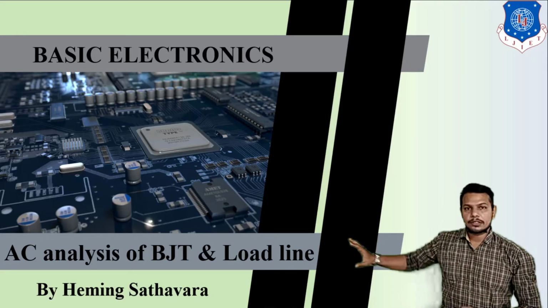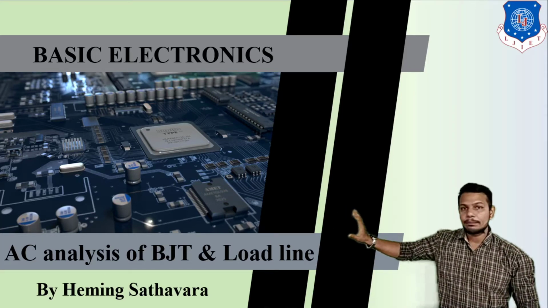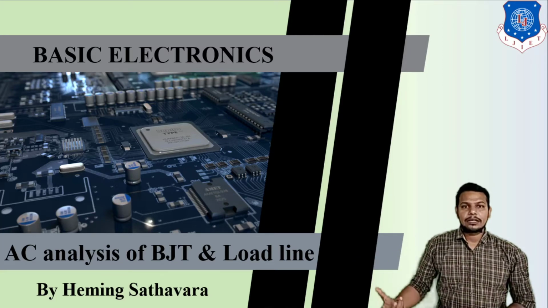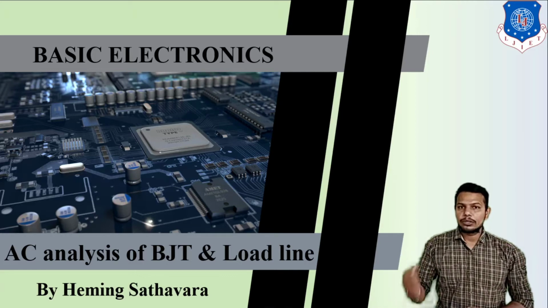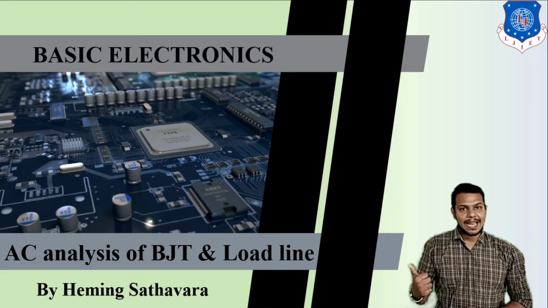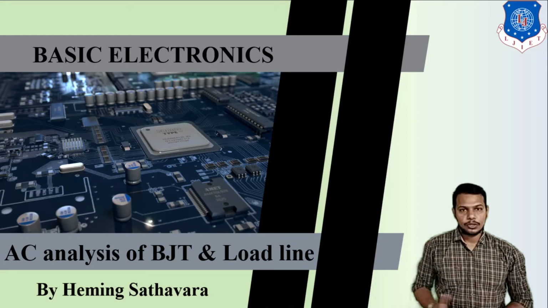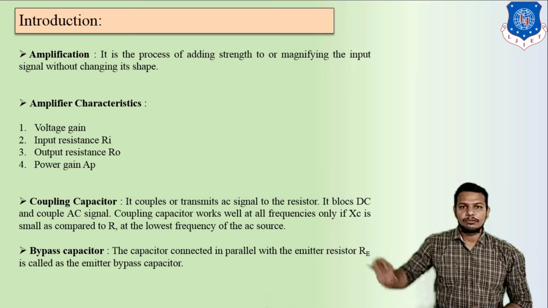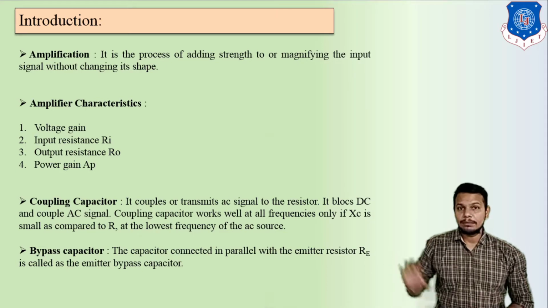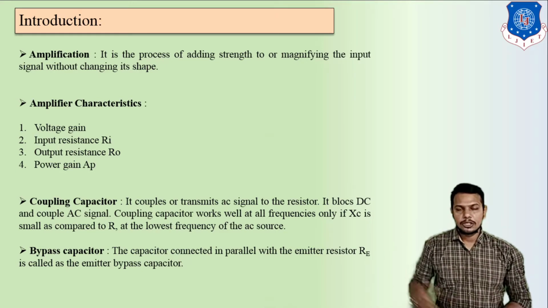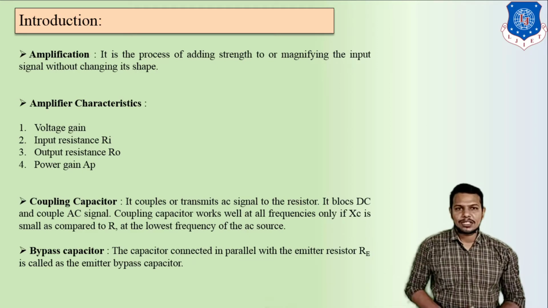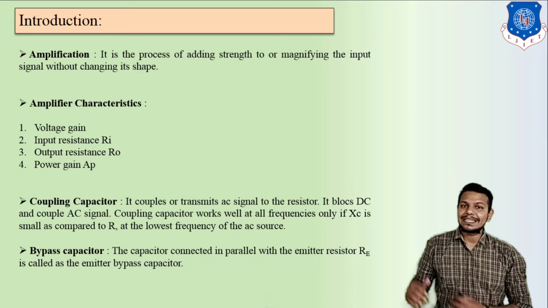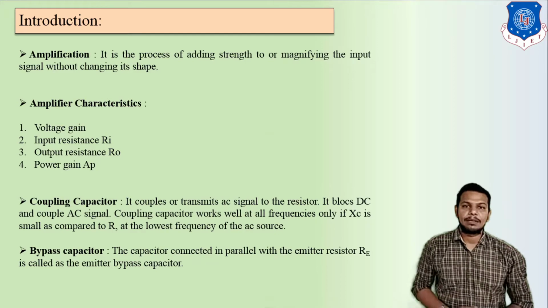Now first, we have discussed earlier about BJT, that is bipolar junction transistor. Here we are going to discuss bipolar junction transistors, that means NPN and PNP transistors. Let us start with amplification first. These are a few definitions which will be helpful for our further topics. So first is amplification. It is the process of adding strength or magnifying the input signal without changing its shape. That is known as amplification.